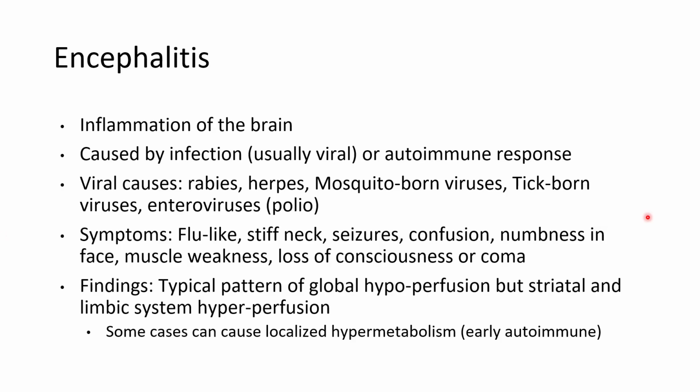Now I mentioned the limbic system. I just want to remind you guys that the limbic system is a really complex system of nerves and nerve networks. It includes the hypothalamus, the thalamus, the amygdala, and the hippocampus.